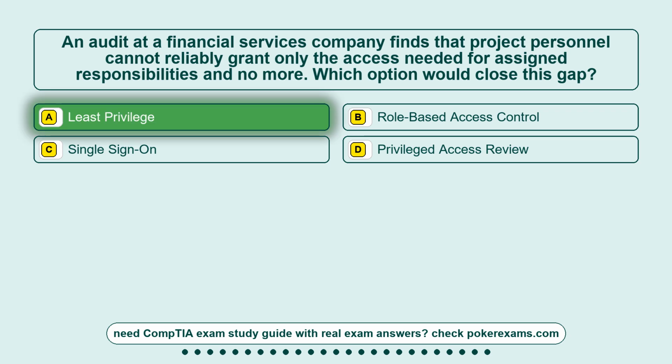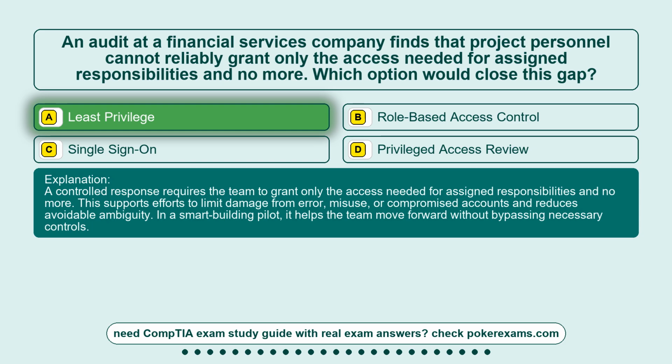The correct answer is option A, least privilege. A controlled response requires the team to grant only the access needed for assigned responsibilities and no more. This supports efforts to limit damage from error, misuse, or compromised accounts and reduces avoidable ambiguity. In a smart-building pilot, it helps the team move forward without bypassing necessary controls.